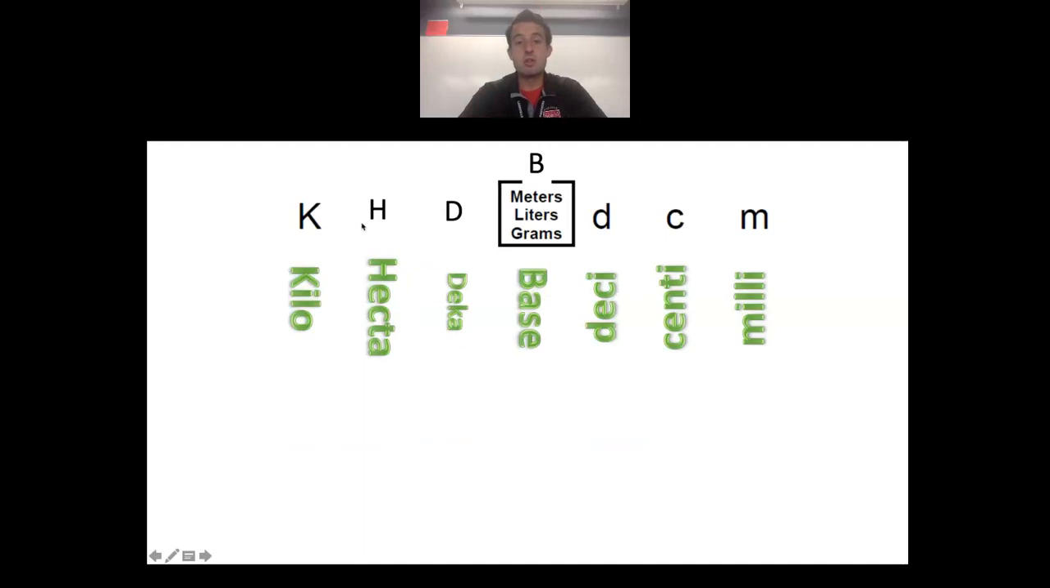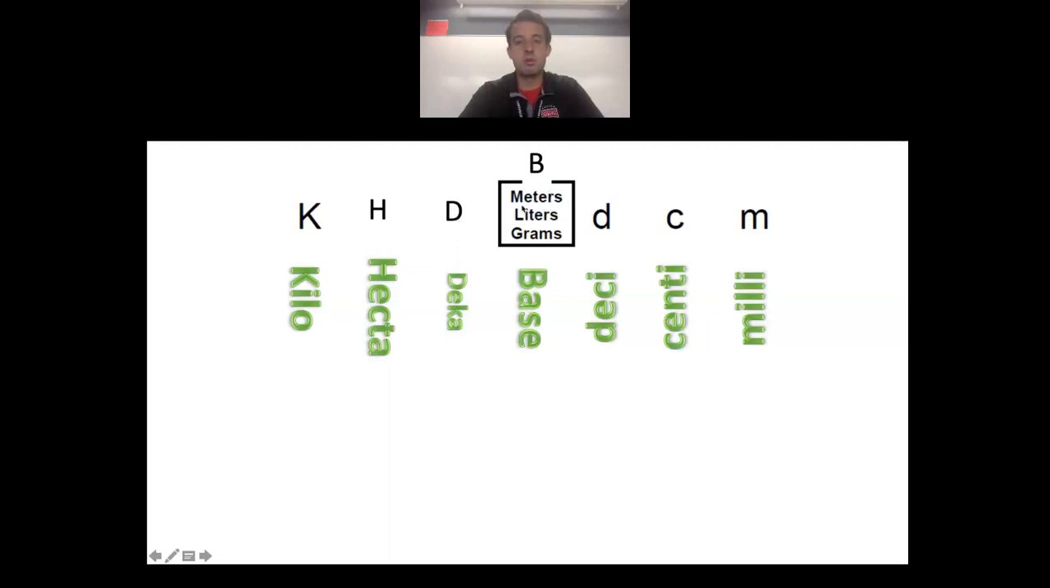Here is the metric system all lined up. There are 7 different prefixes that you should know. I guess there's technically only 6, because right in the middle here we have base. Base is just no prefix, so that's kind of the middle. And then deci, centi, and milli are all smaller measurements. Deci is 10 times smaller, centi is 100 times smaller, and milli is 1,000 times smaller. Deca, hecta, and kilo are all bigger than the base unit.